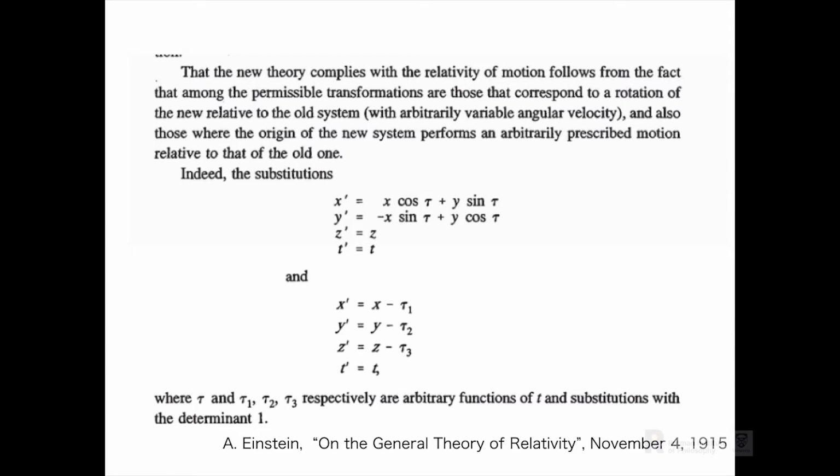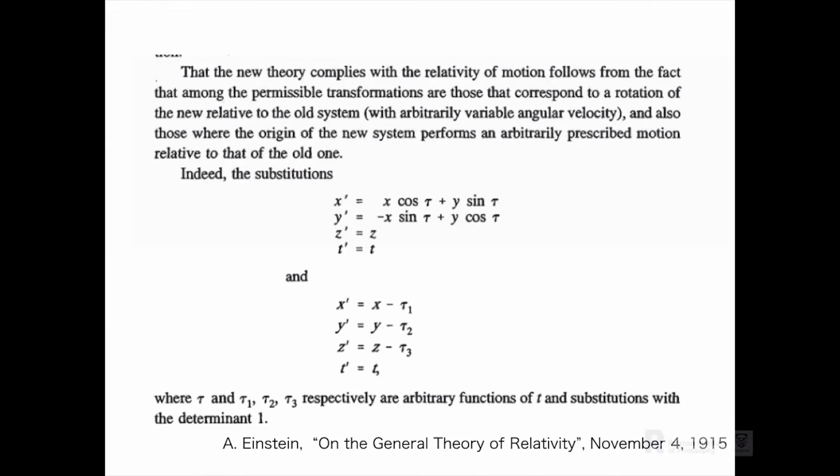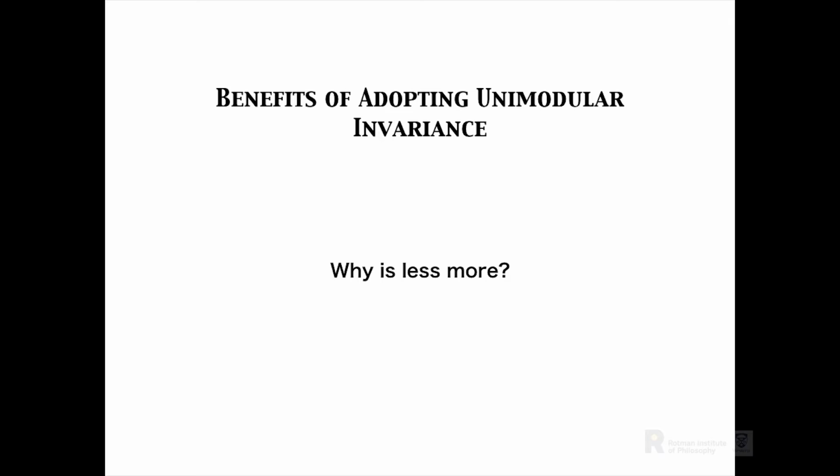Another thing that was very important to Einstein is that these transformations included rotations. So it says here that the new theory complies with the relativity of motion, which follows from the fact that among the permissible transformations are those that correspond to a rotation of the new relative to the old system with arbitrarily variable angular velocity, and also those where the origin of the new system performs an arbitrary prescribed motion relative to that of the old one. So he was concerned with having rotations included, and was happy that the unimodular ones included those as well.